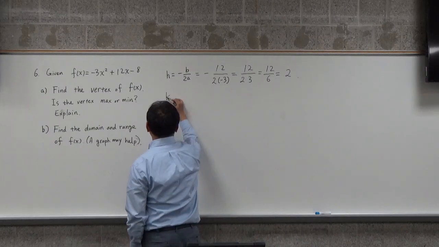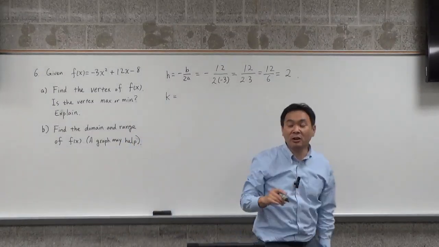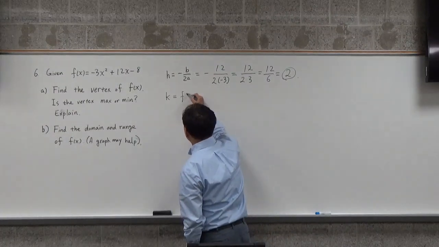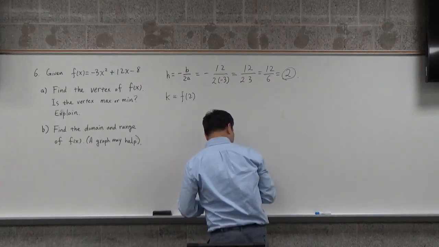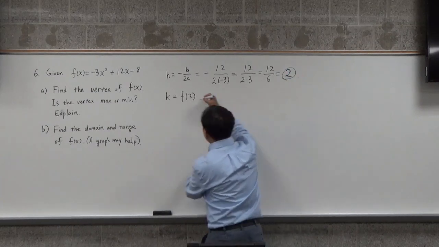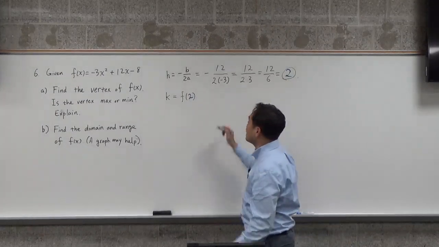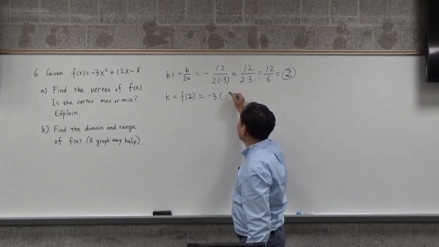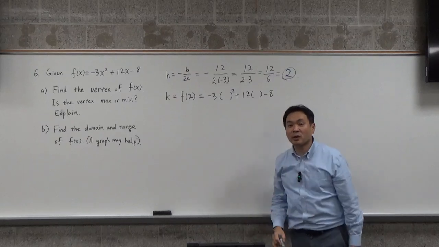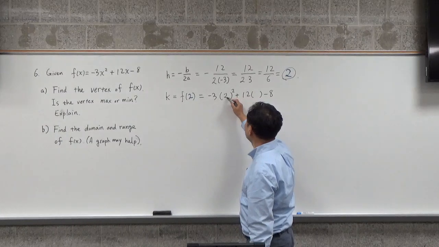What's k? How do you get k? You plug in the h that you just figured out. So this 2 right here goes into the function, f of 2. Maybe I should write this 2 in blue, and that's where this 2 comes from. F of 2 means every x that you see, replace x by parentheses, and then you plug 2 in.